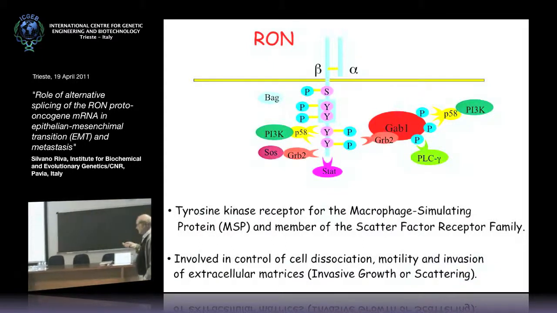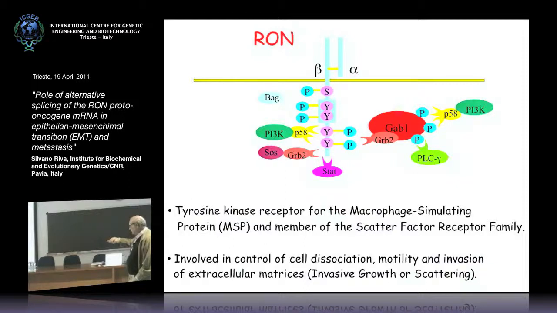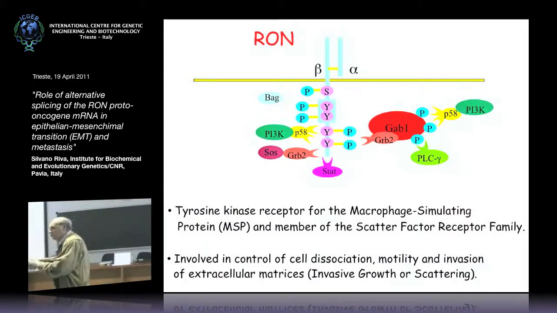It is a receptor for a certain class of proteins that are called macrophage stimulating proteins, and a member of the scatter factor receptors family. So what happens when this tyrosine kinase receptor is activated by the ligand? It promotes cell dissociation, motility, and invasion of extracellular matrices. So cells become more motile, and can invade and move around. Okay?